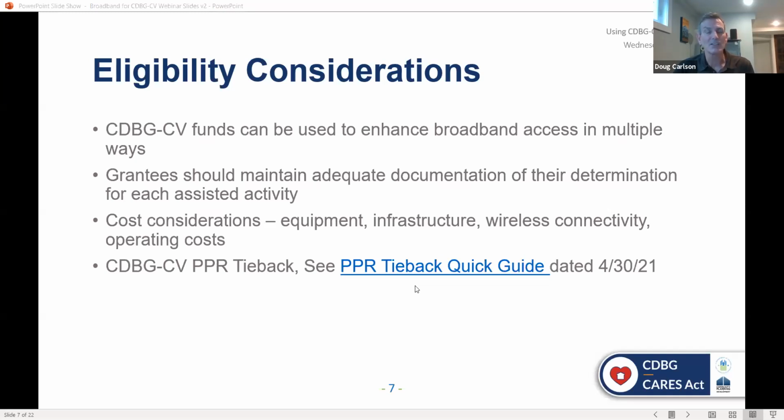But that quick guide actually gives multiple examples of how grantees can meet the tieback to CDBG-CV funding to the coronavirus across a pretty wide range of activities, including the ones that we're going to talk about in a few minutes today. So there's a link again in this slide to that quick guide so that if you don't have it, you can access it and read the content that is in the quick guide.